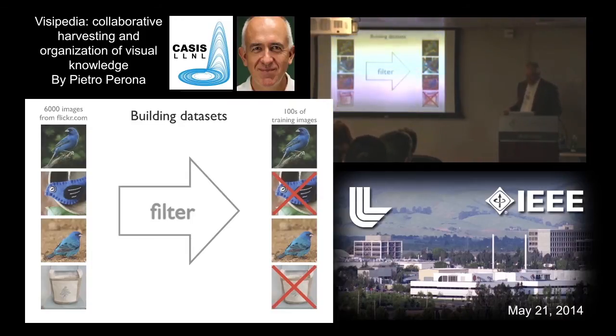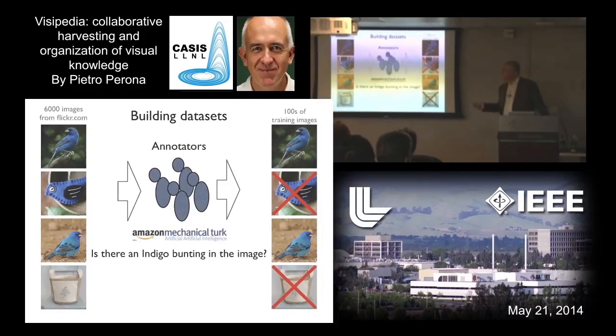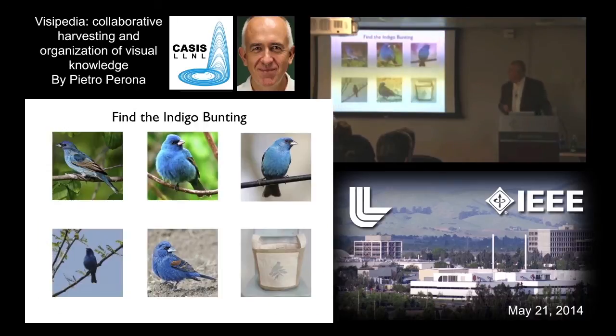And so you want to kill them, to take them out of the collection. And so you hire these mechanical Turkers, and you go from 2,000 images down to maybe 500 that are the good ones. Now, if you look at these pictures, which ones are the Indigo Buntings?